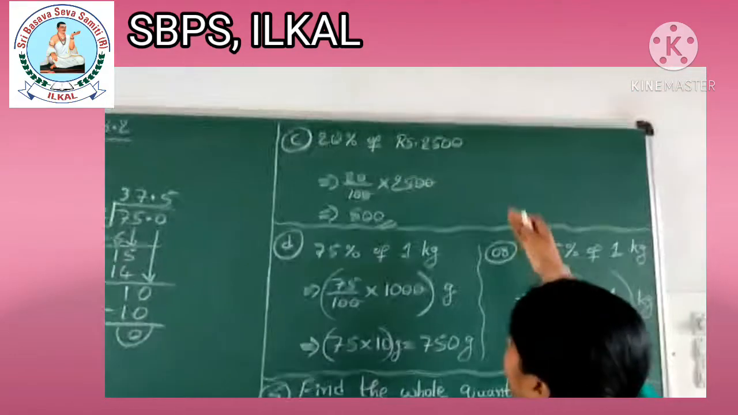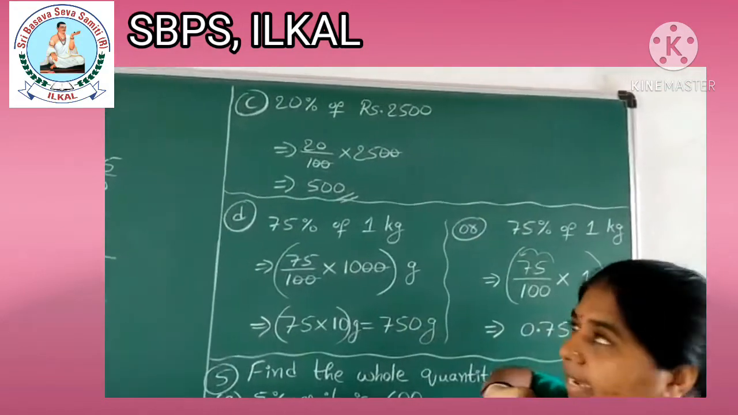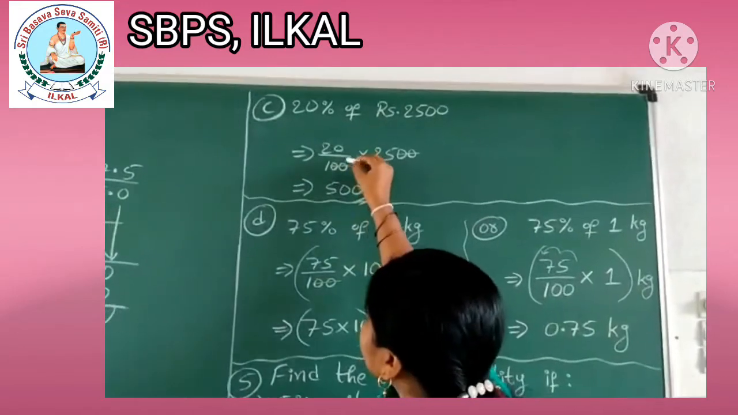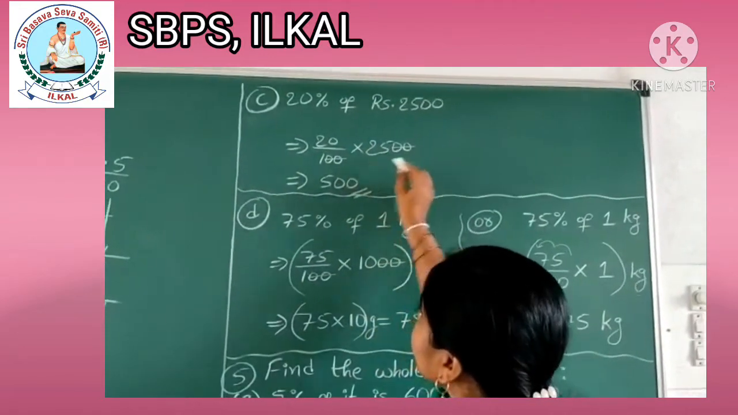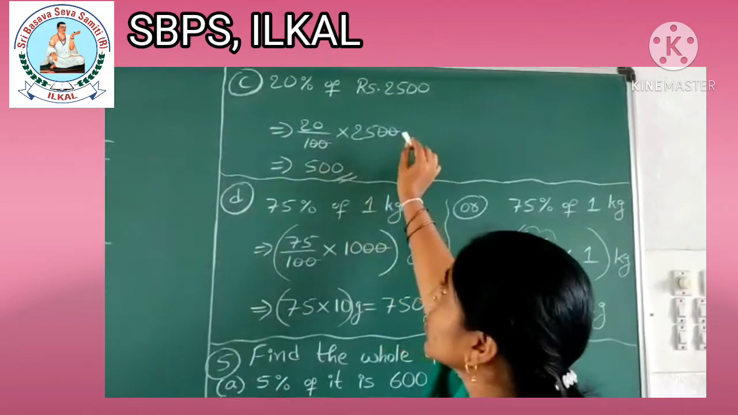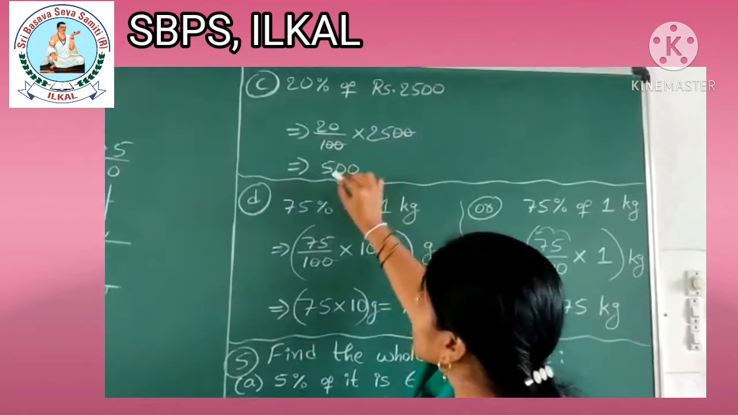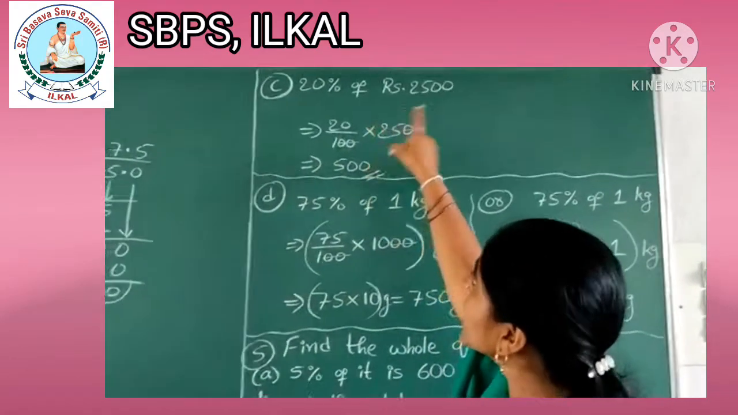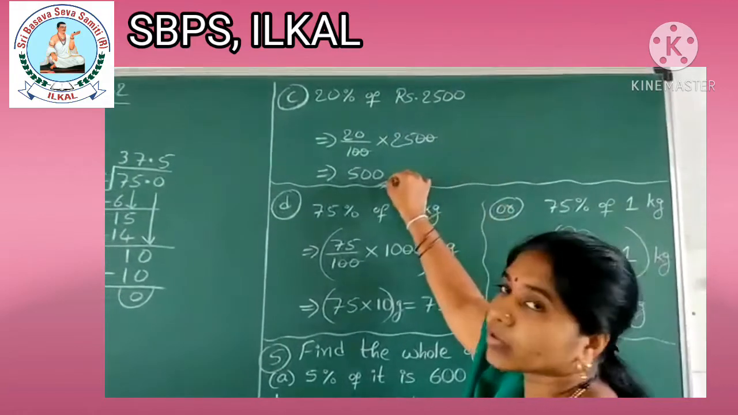Next question. 20% of rupees 2500. 20% means 20 by 100 into 2500. 2 zeros strike out, children. 20 into 25 gives 500. Means 20% of rupees 2500 is equal to 500.